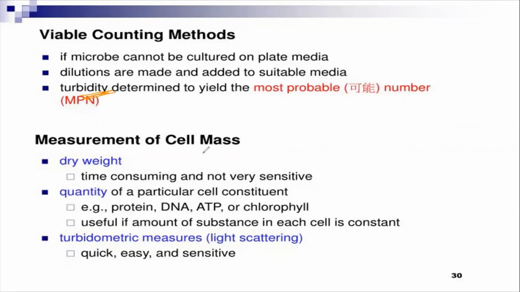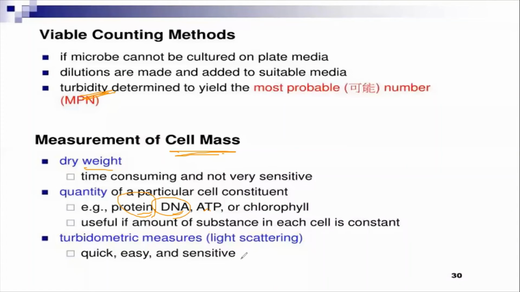Now coming to the measurement of cell mass. Okay, dry weight. It's time consuming and not very sensitive. There is no point of taking the dry weight of any bacteria. Then the quantity of a particular cell constituent, like how much protein, how much DNA it has. This becomes important if you are going to do experiments based on DNA and protein. Okay. Now turbidometric measure, this is based on light scattering.